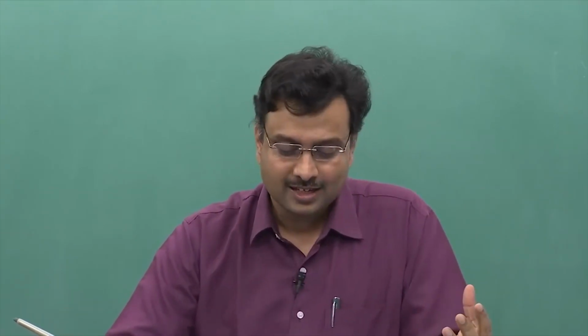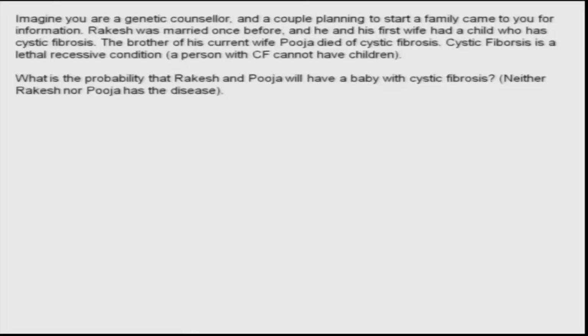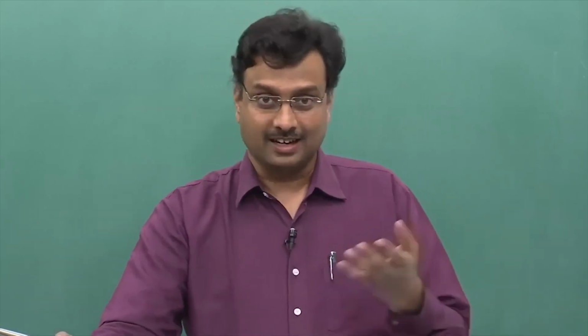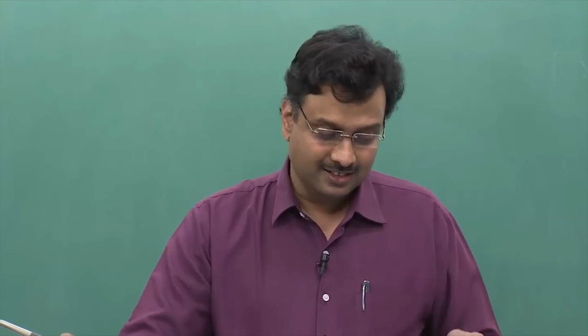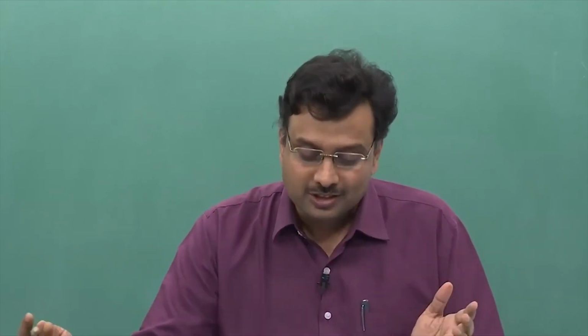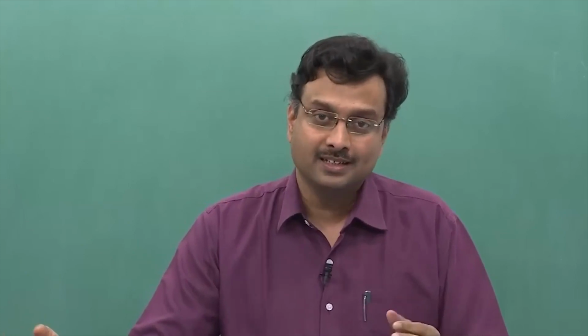So, the advice I wanted to ask was, what is the probability that Rakesh and his second wife Pooja will have a baby with cystic fibrosis, because there is a family history. The only information that you have is that these two, Rakesh and Pooja, do not have the disease, they are asymptomatic, they could be carriers. If they are carriers, they are likely to have children in the next generation, and the children could be affected. So, how do you use this information, whatever they narrated, to build a pedigree, predict the genotype, and predict whether their children would have cystic fibrosis?